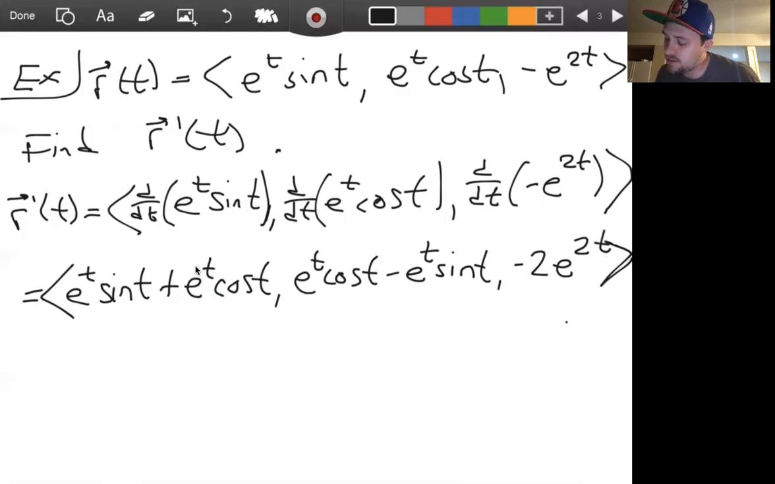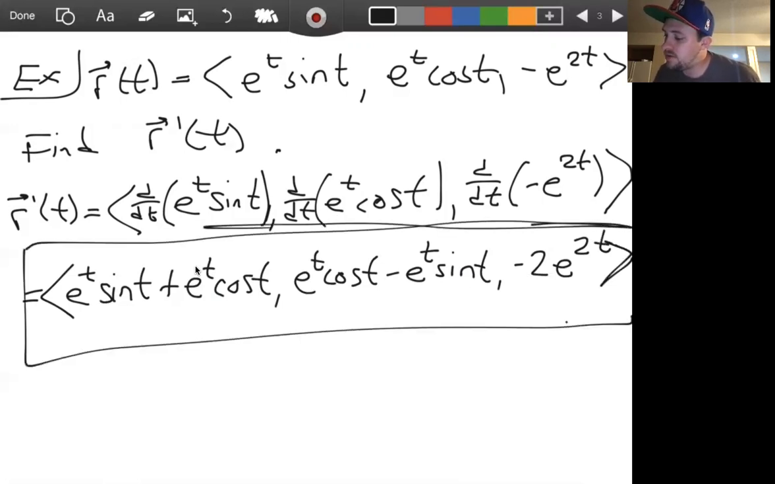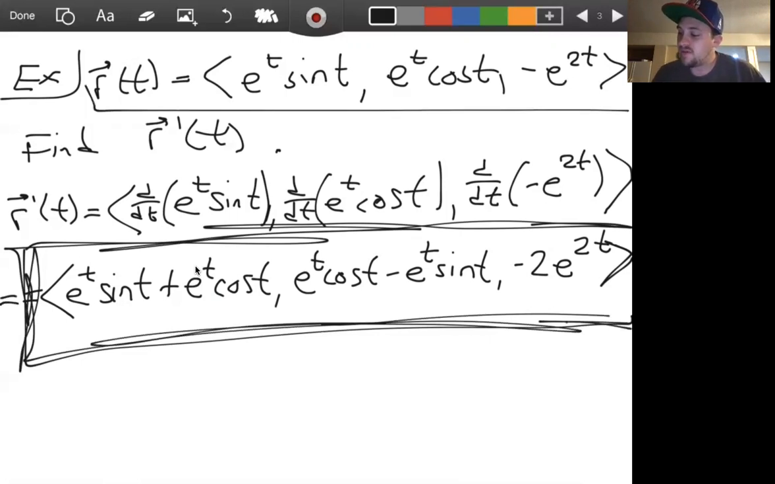And so here is r'(t). And all we had to do was compute three single variable derivatives to calculate the derivative of this seemingly complicated vector valued function.